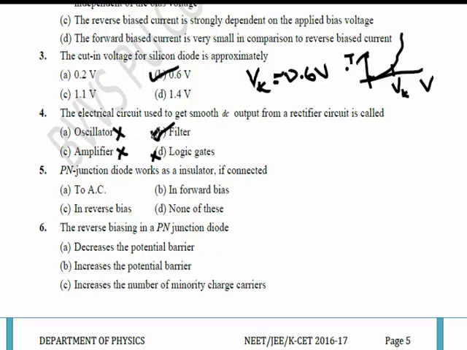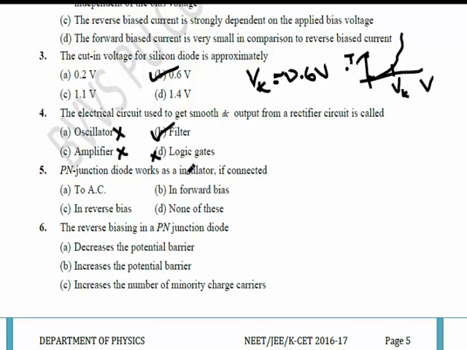D, A, C are wrong, because an oscillator converts DC into AC. Amplifier increases the strength of the signal. Logic gates make logical decisions. So filter circuits give a smooth DC output. So the option is B. Okay, next question.